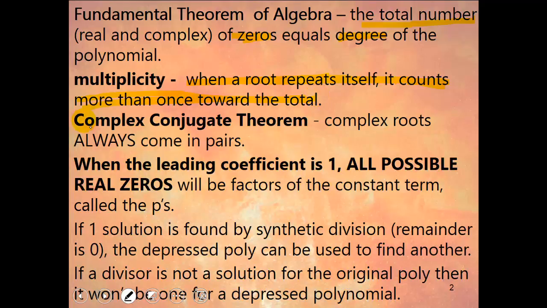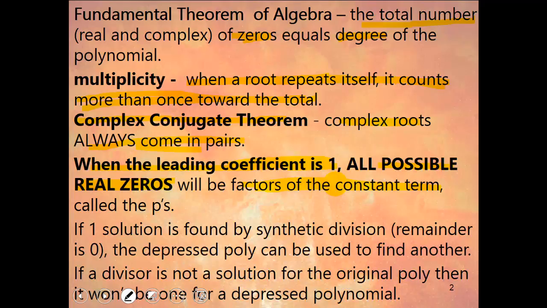Okay? The complex conjugate theorem says that complex roots always come in pairs. That's why with Descartes' rule of signs, if the maximum number of positive roots is 3, then it's going to go down by 2 because complex roots always come in pairs. Okay? Tonight we're going to do leading coefficients of 1. That means that all of the possible zeros that we could have are going to be factors of the constant term, whatever that very last term is that doesn't have a variable with it.